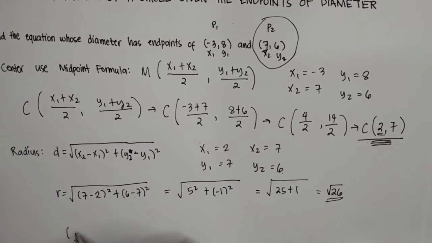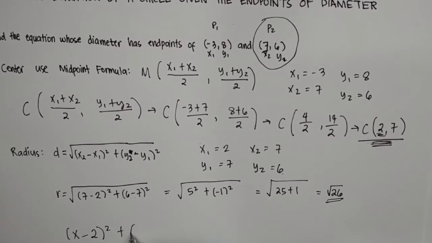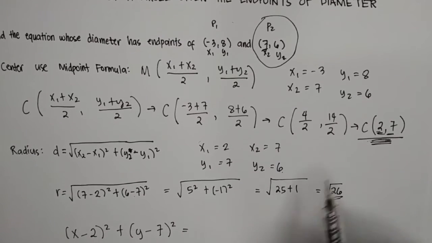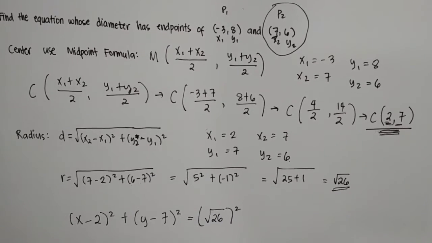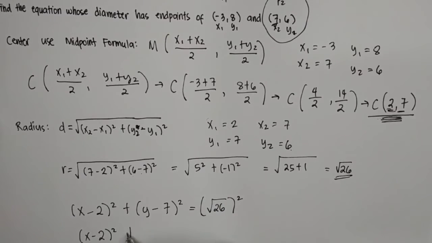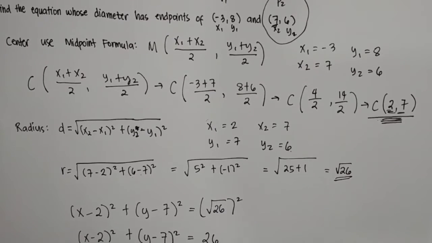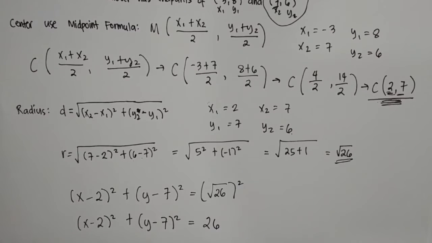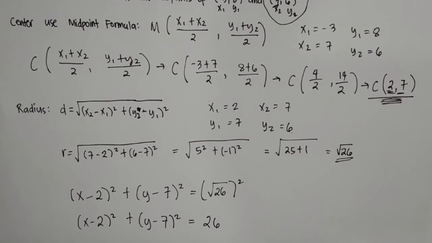So, we have here x minus h, which is 2, squared plus y minus k, which is 7, squared is equal to the square root of 26 quantity squared. So this can finally be written as x minus 2 quantity squared plus y minus 7 quantity squared is equal to 26. So that's how we find our center, radius, and the standard form if we are given the endpoints of our diameter.